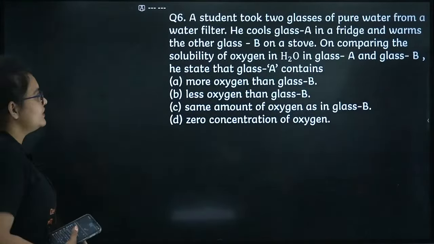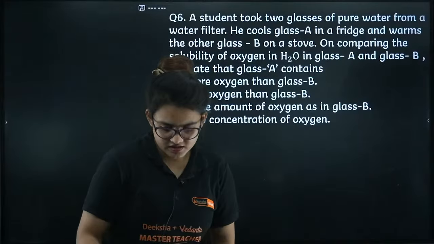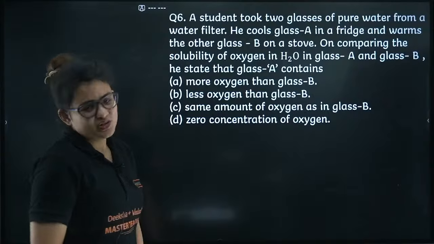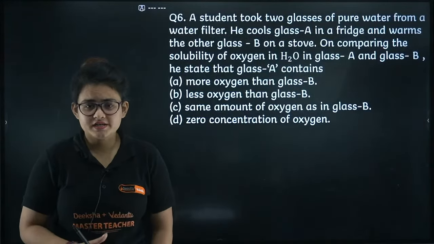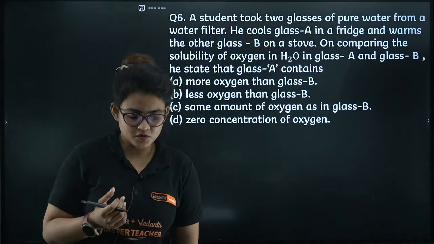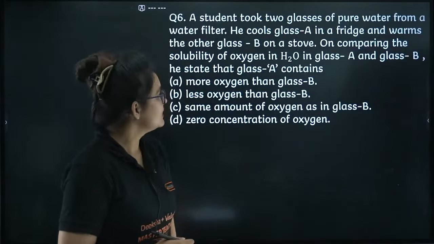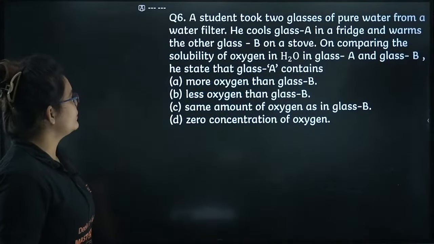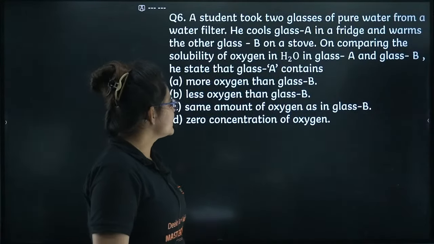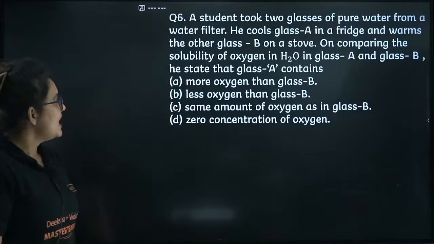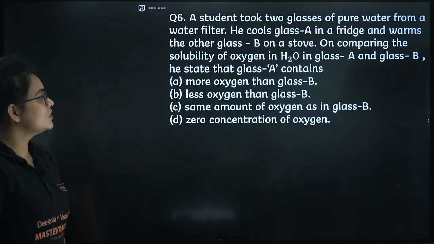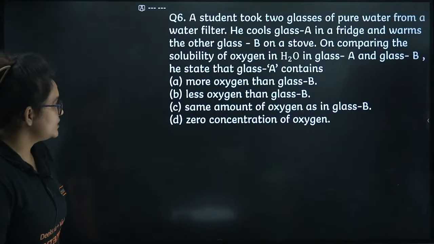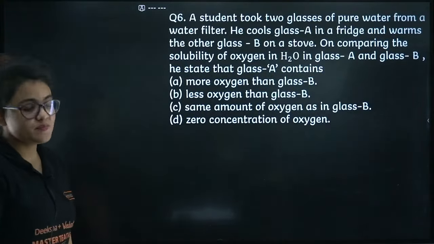Let's proceed further. So here you can see it's a very important question. In your pre-board examination also this question came. So in your model paper also this MCQ was there. So we did it like in the model paper as well. So let's proceed further. Here you can see a student took 2 glasses of pure water from a filter. He cools glass A in a fridge and warms the other glass B on a stove. On comparing the solubility of oxygen of H2O in glass A and glass B.